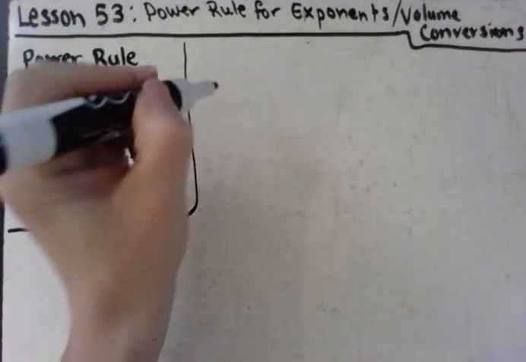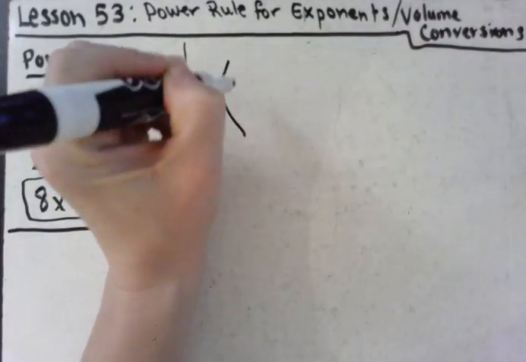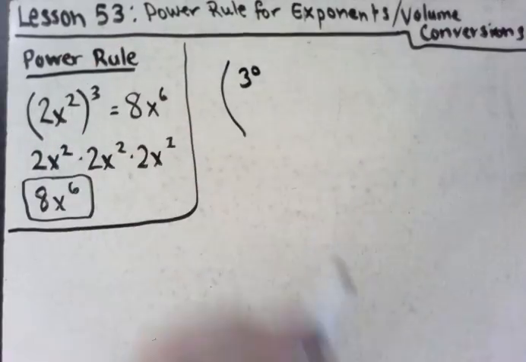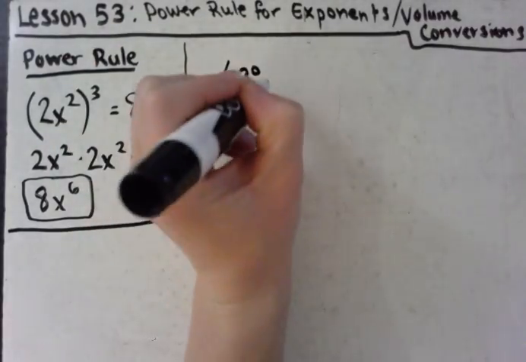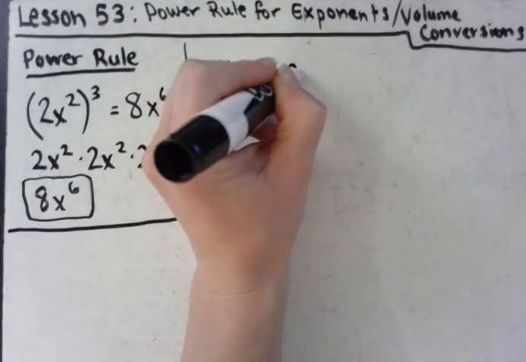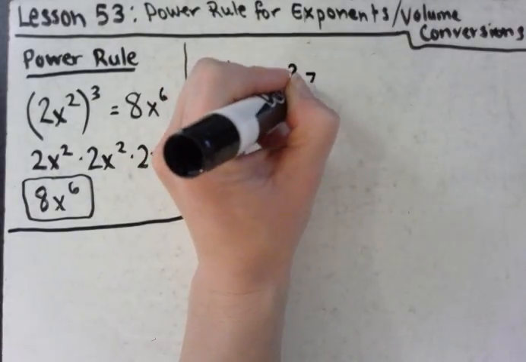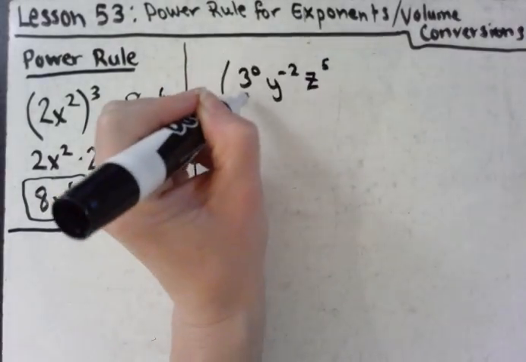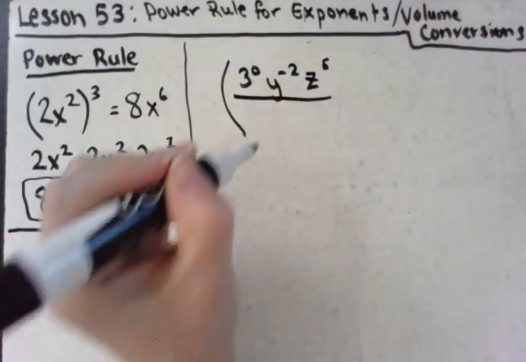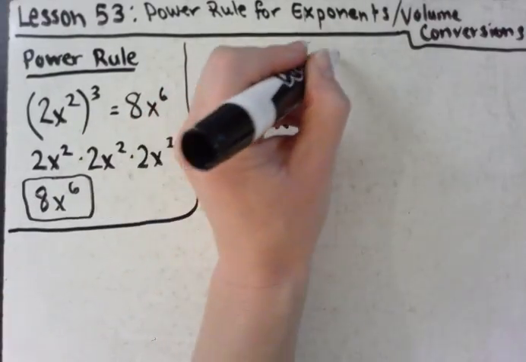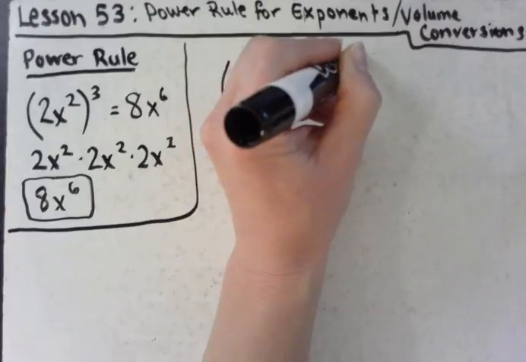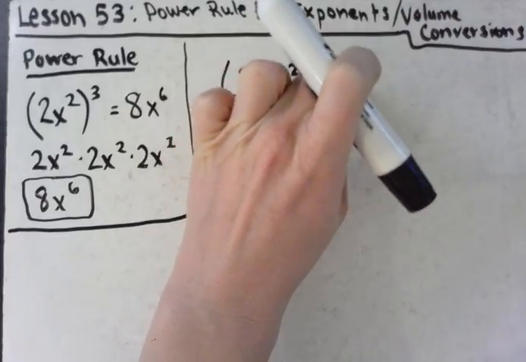So let's see. We have 3 to the 0 power times y to the negative 2nd power times z to the 5th power. And we're going to put that over x to the 3rd and everything to the negative 3rd. That's a 5 there, z to the 5th.